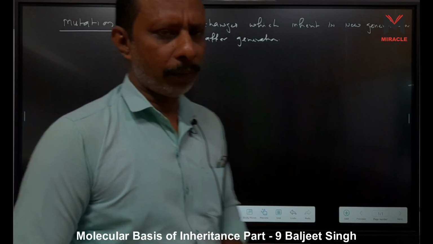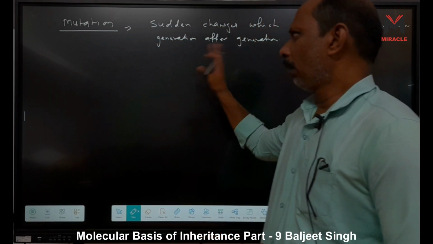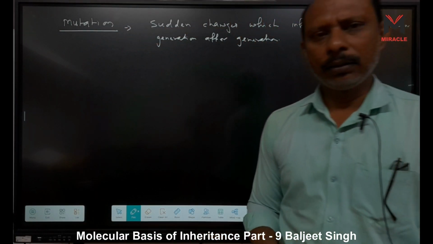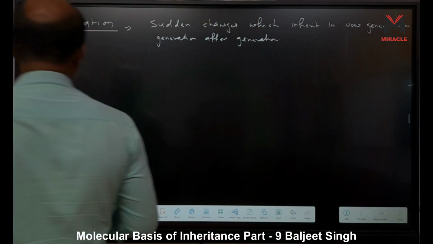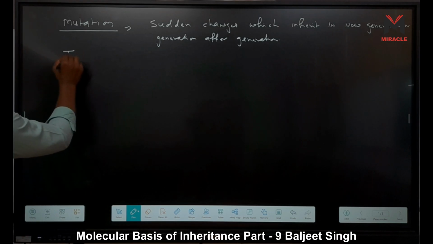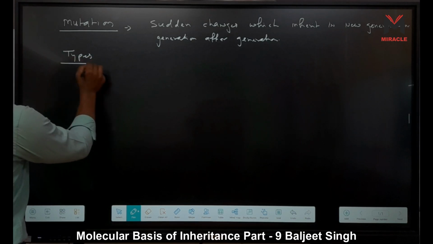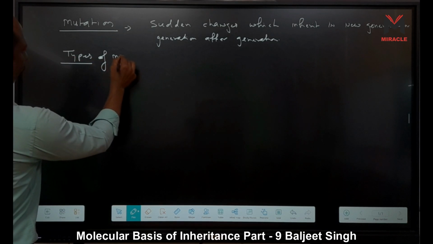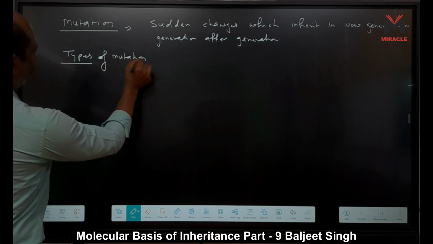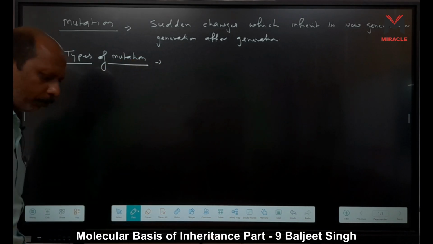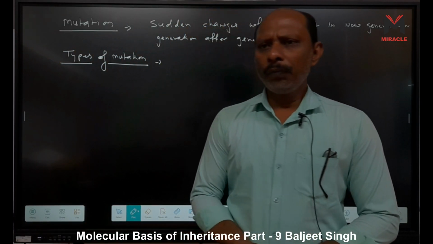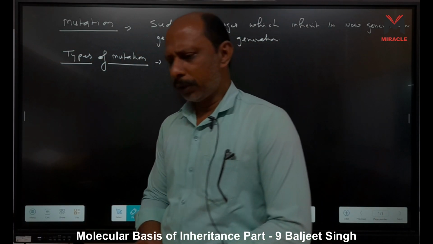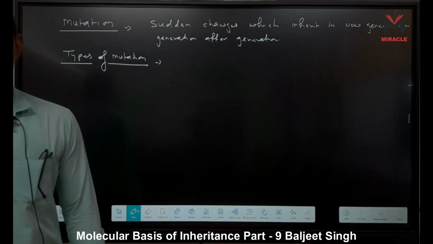How mutation occurs is not very important here; we will read how a mutation occurs in the next chapter. Here we read only the types of mutation. How many types of mutations are there? Before going to the types of mutation, first, who used this term mutation?